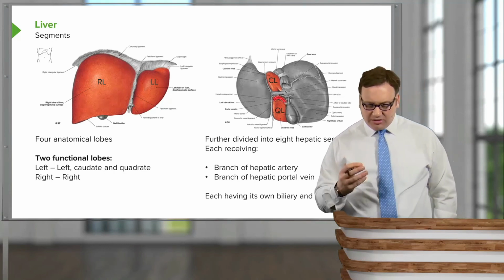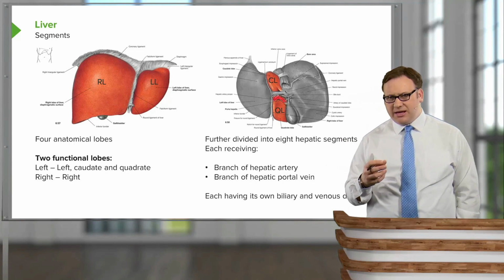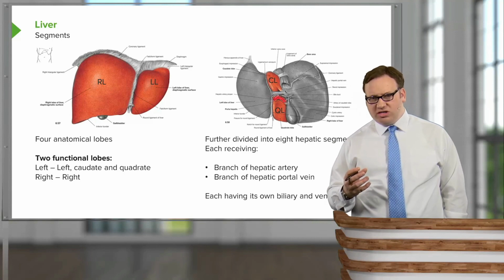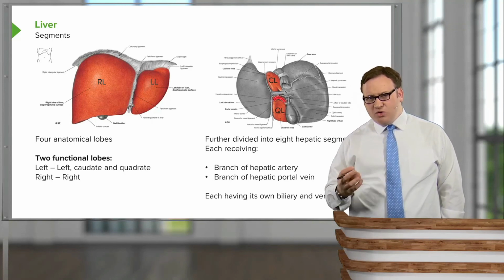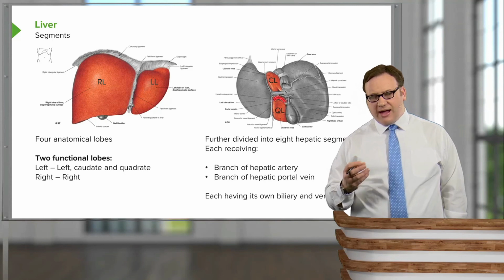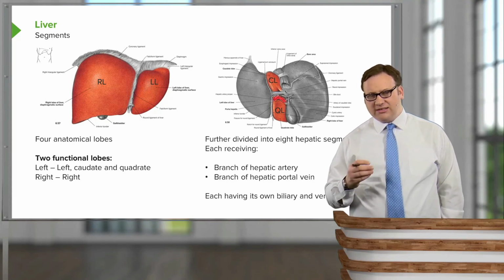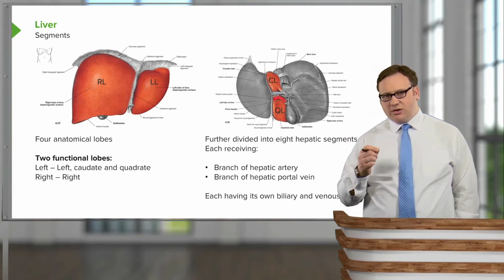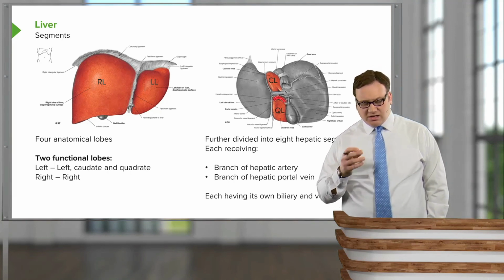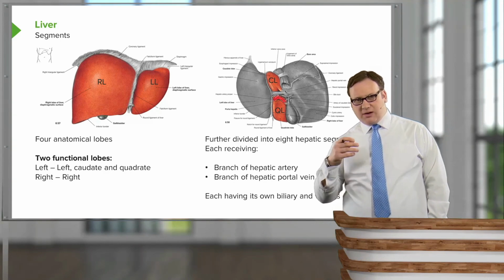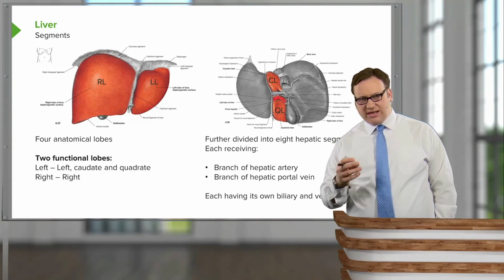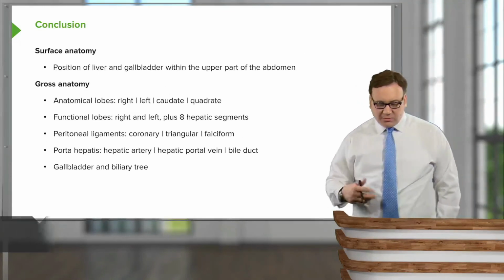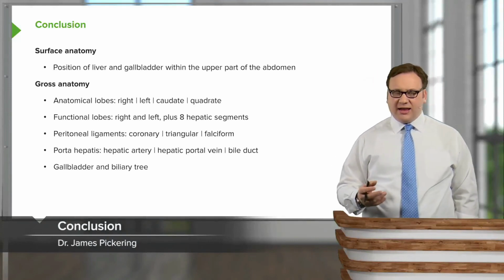This has big repercussions when you're talking about segmentectomy or lobectomy during liver surgery, when portions of the liver can be removed, knowing that that part of the liver that's remaining has an adequate blood supply via the portal vein, hepatic artery, and an adequate venous biliary drainage. So the fact we have anatomical lobes and we have these functional lobes and hepatic segments is really important for liver surgery. So in conclusion, we've spoken about the liver and the gallbladder.